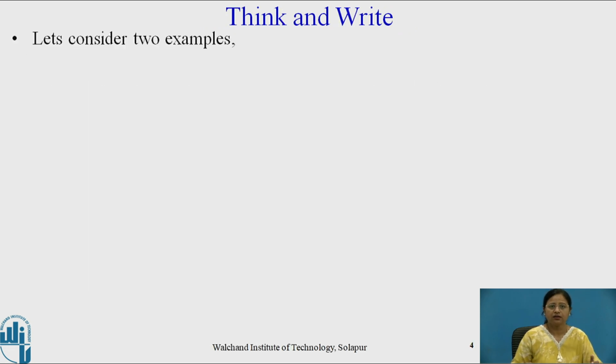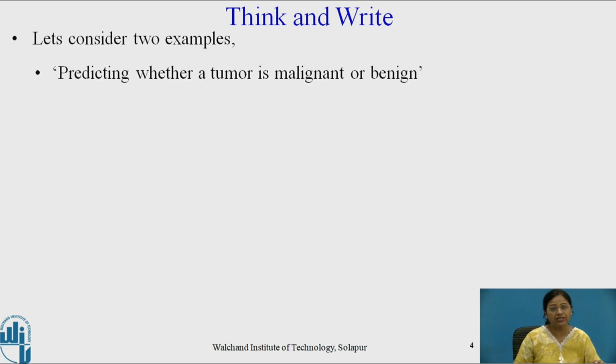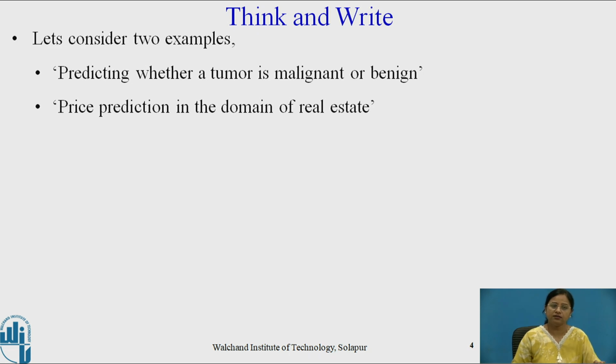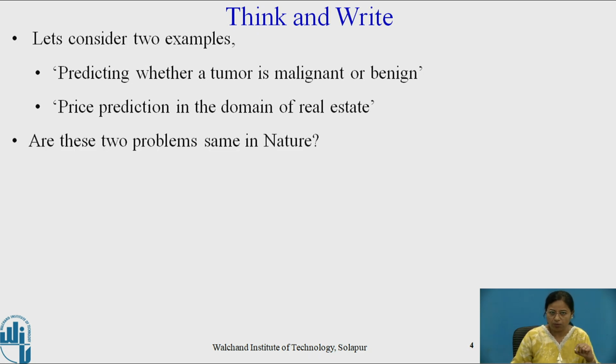Now let us consider the first two examples: predicting whether a tumor is malignant or benign, and the second example, price prediction in the domain of real estate. That means the first is to predict whether a tumor is malignant or benign, and the second is property price prediction. Now tell me, are these two problems the same in nature? Just think that these two problems are about prediction. Are these two problems the same in nature?